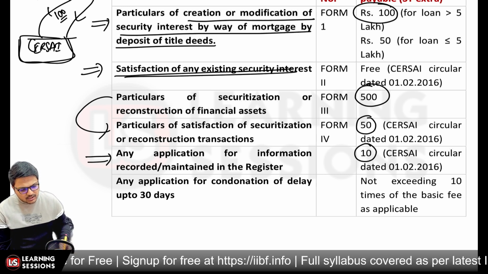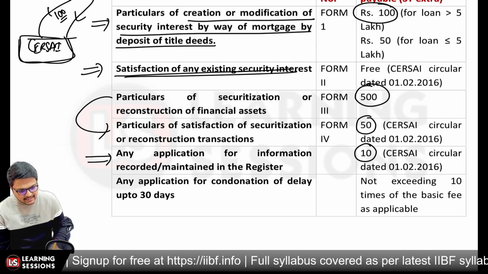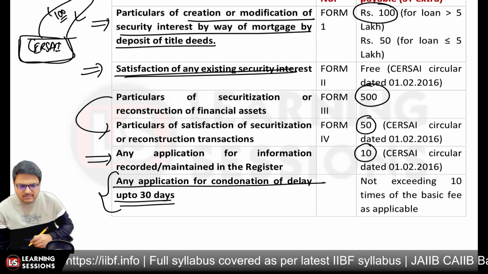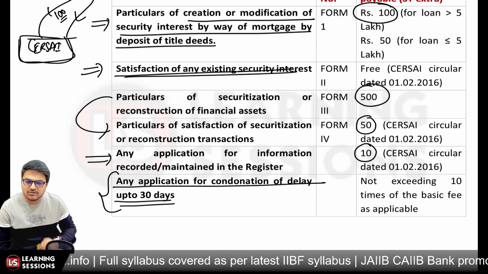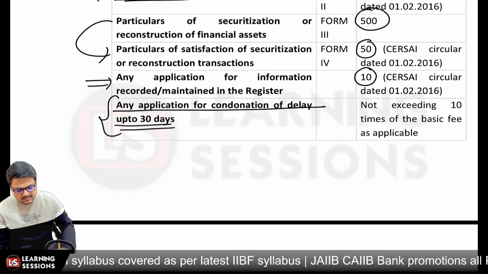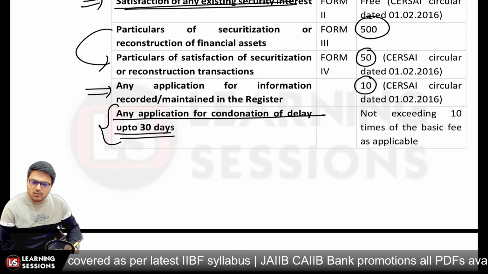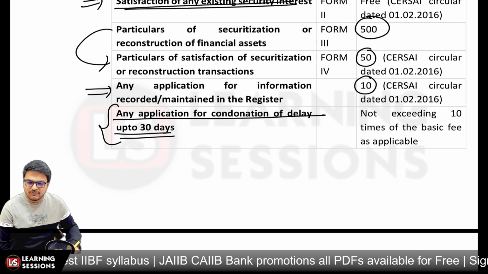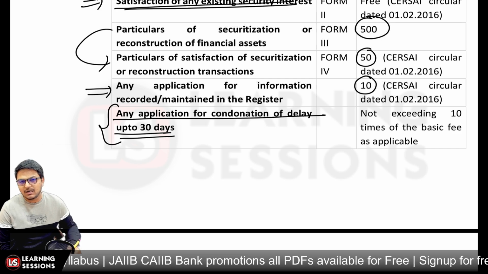And any application for continuation of delay, up to 30 days. Now these things were previously there, but now there are stringent conditions. Previously, if the delay was there related to registration of charges, you could apply, and further you had to pay the fees, extra fees or penalty, etc., then you could register a charge.